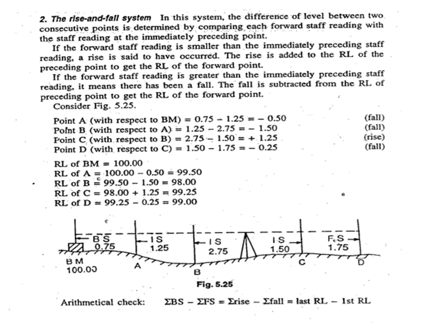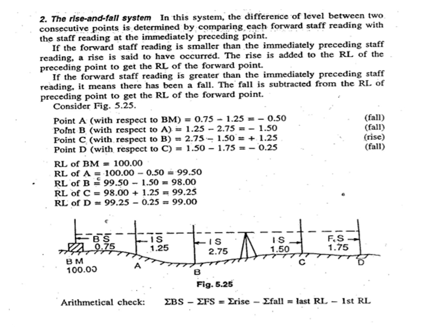Similarly, when you are considering the rise or fall at point C, you are supposed to compare the staff reading on B as well as the staff reading at C. When you take the difference between the two staff readings, that is 2.75 minus 1.5, you get plus 1.25. So there is a rise from B to C. Here again, in order to calculate the rise or fall at D, you compare the staff reading at C and the staff reading at D. So 1.5 minus 1.75, that is minus 0.25, is the fall.